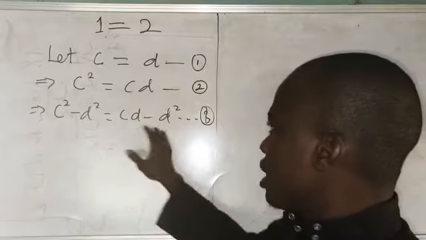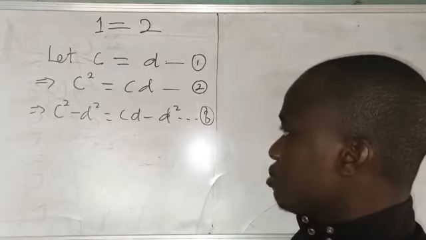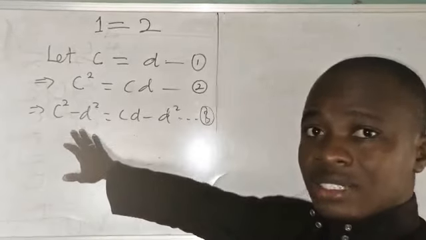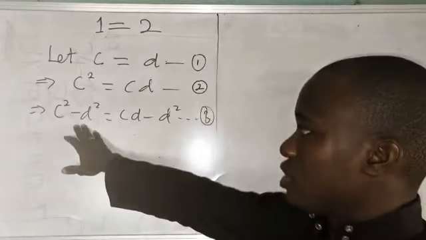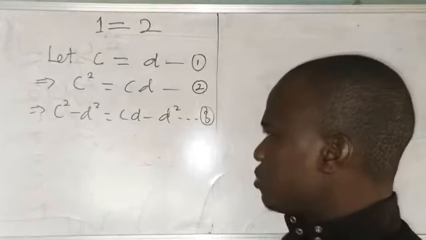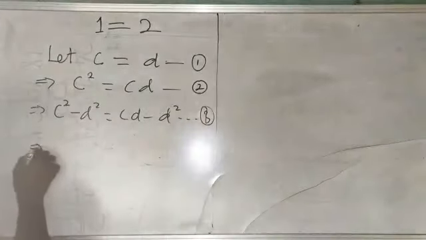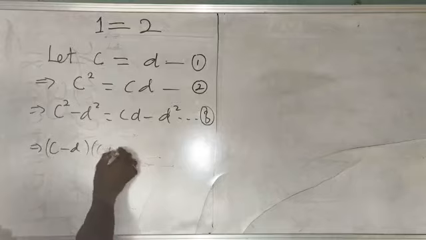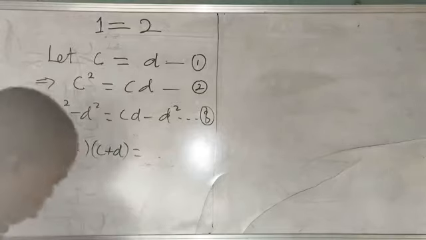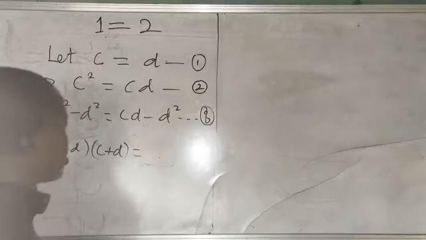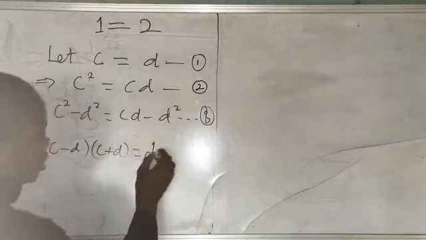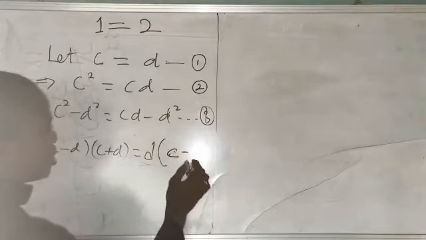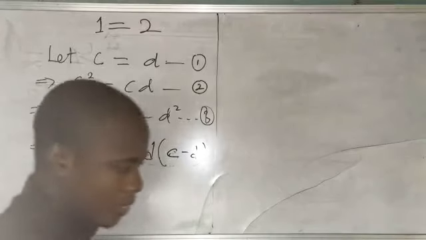Look at both sides of equation 3. We can factorize. The left hand side is a difference of two squares, that is C squared minus D squared. So write this as C minus D times open bracket C plus D, equals to, bringing out the common factor on the right, D, open bracket C minus D. Are you getting what I'm doing?